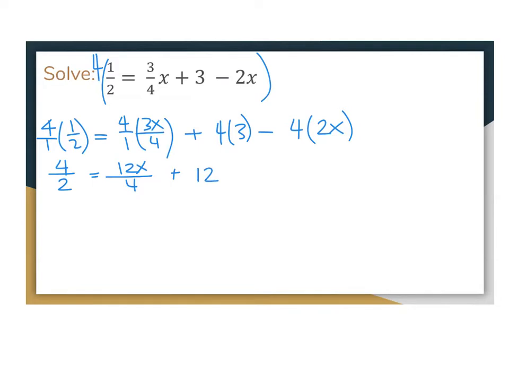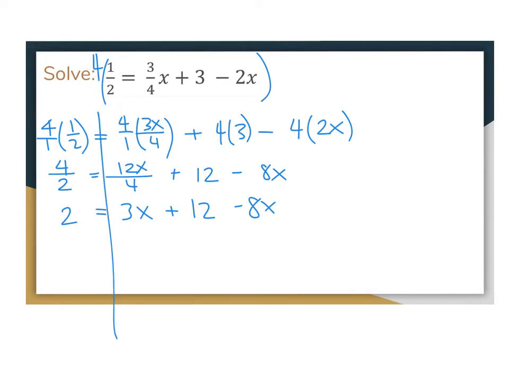plus 12 minus 8x. So in the previous problem, you saw me cross cancel. I showed you the step of how to cross cancel. You actually multiply the numerators with the numerators and denominators with the denominators. So you end up getting 2 equals 4 goes in 12, 3x plus, 12 minus 8x.